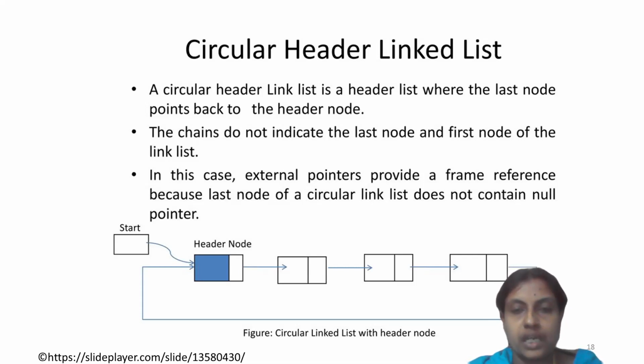The first node will take you to the second node, and the second node will take you to the third node. Consider we have only three nodes. Usually the address part of the third node would be declared as null. But here, the null value won't be there. Instead, the address of the header node is maintained, so that a circular link is established in this linked list. So this is about the circular header linked list.